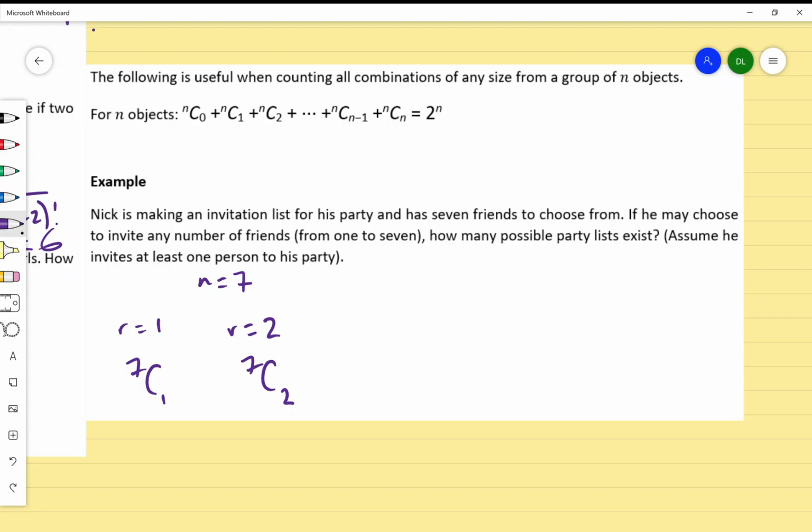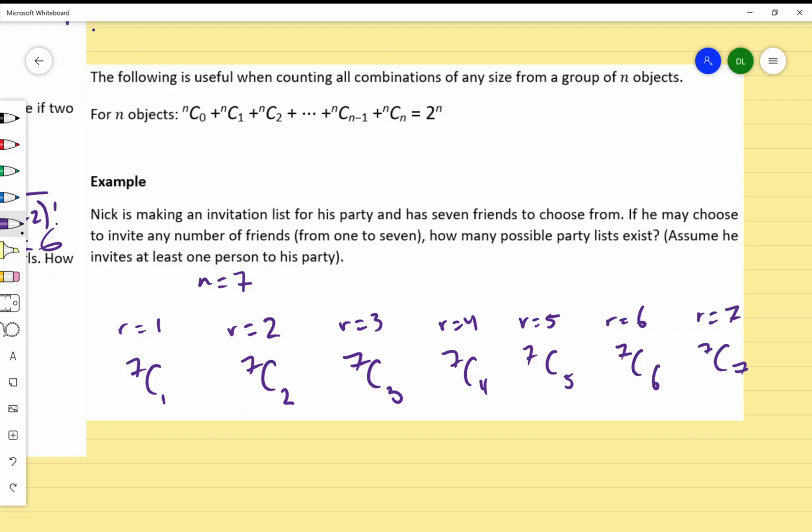Now there is a function in your calculator to solve, for example, 7C2 without having to type all the factorials out, but I'll discuss that another day. I'm going to go ahead and continue. We've got r equals 3. We're selecting 3 people now. r equals 4, and you're going to see that I'm going to keep going all the way up until we end up with 7C7. So r equals 6 gives us 7C6. r equals 7 gives me 7C7.